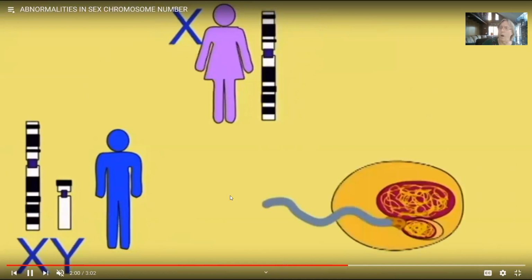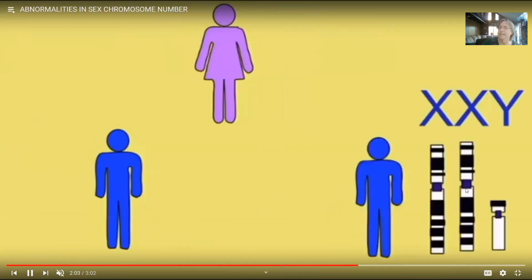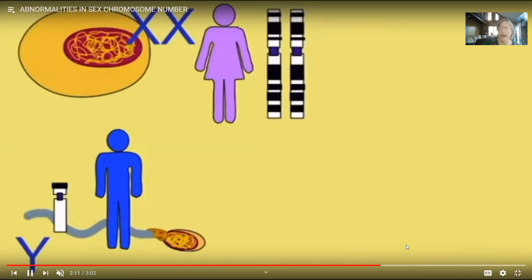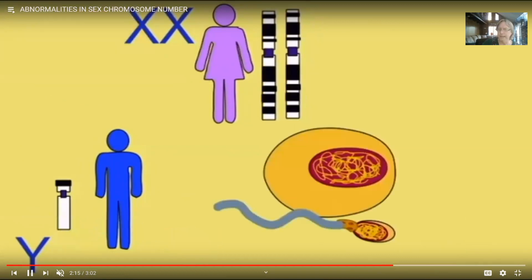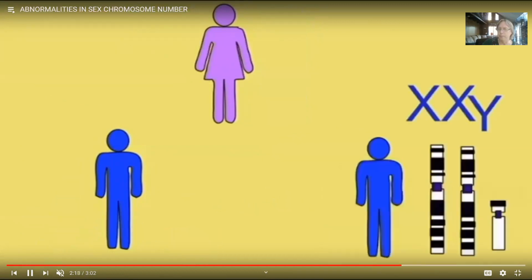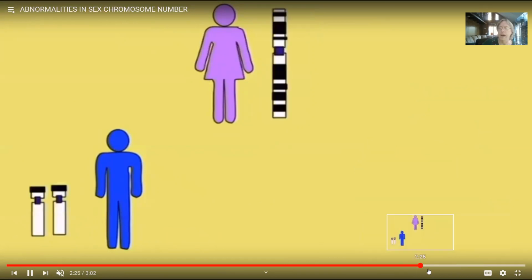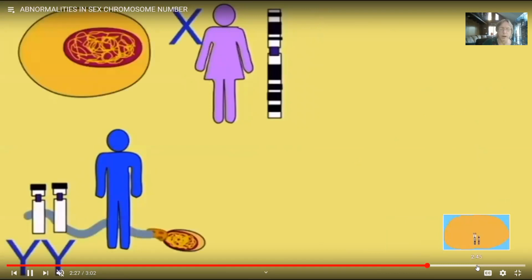had an X and a Y and it fuses with an ovum, then this individual would be XXY. If the sperm had a Y chromosome, but the ovum had a non-disjunction so that there were two X's, then once again, this could result in an individual who is XXY, and it is possible then to have individuals who are XYY.